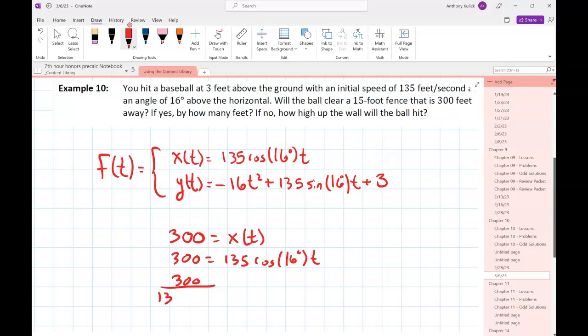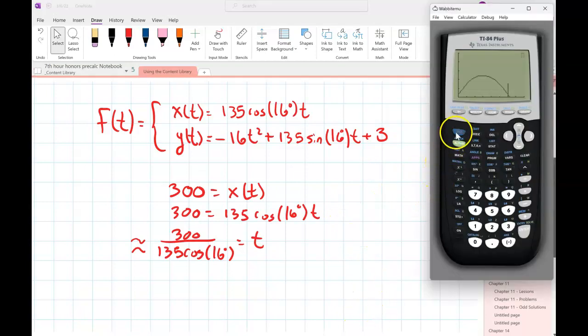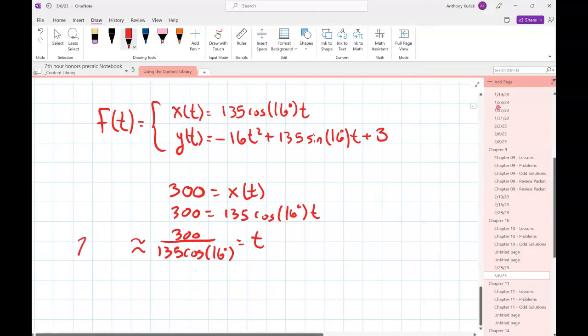I'm just going to divide both sides by 135 cosine 16. If I type that into my calculator, I'm going to use the fraction command because I'd have to be careful with my parentheses there in the denominator, and I just write it just like it looks. So I get 231-ish. Pretty good estimate, being in the air for like 3 seconds, right? Somebody's played a lot of baseball.